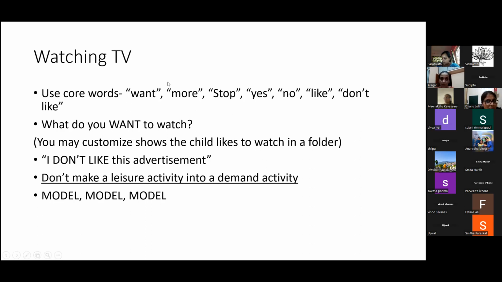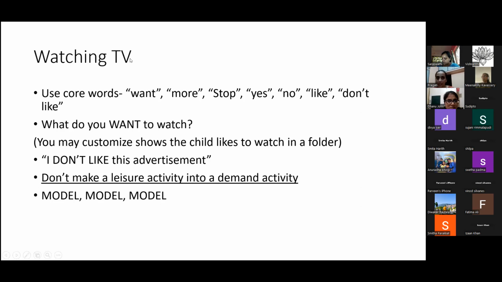Right. Okay. So the next thing that we want to look at is while you're watching TV, the same set of words, more or less, except for the word eat. So you still have want, more, stop, yes, no, don't want, all of those. You can do it when you're watching TV as well. What do you want to watch? Keep all the things that the child likes to watch in a folder, customize that, keep it together. You can comment. Commenting can be, I don't like this advertisement. I don't like it.